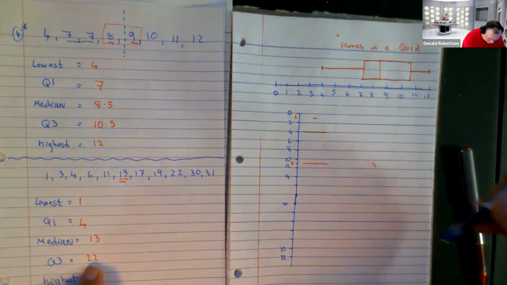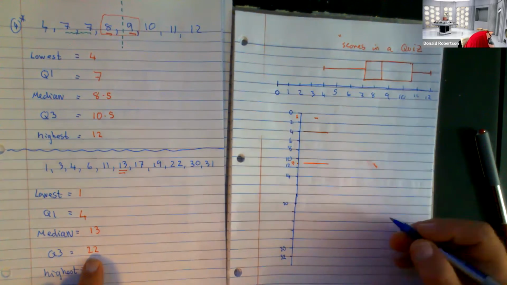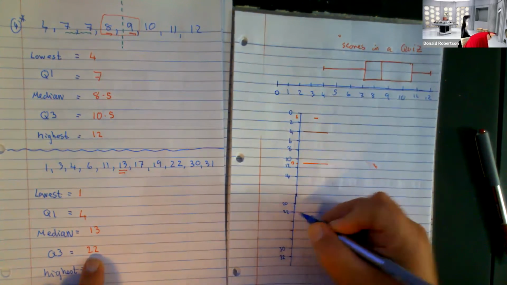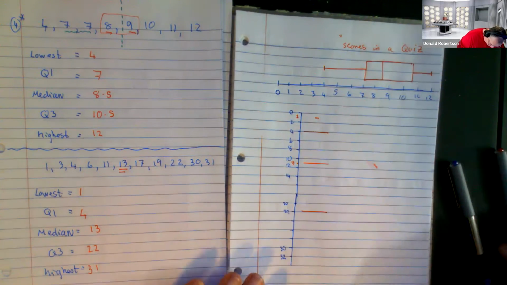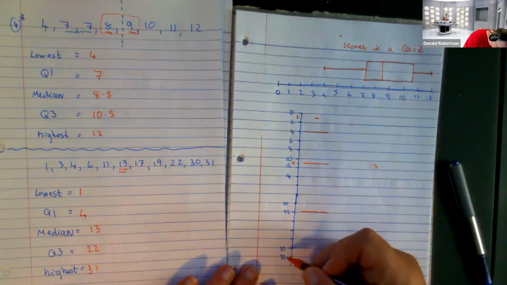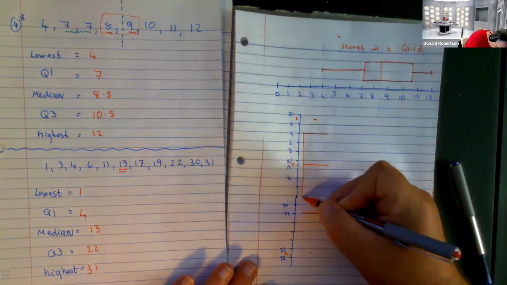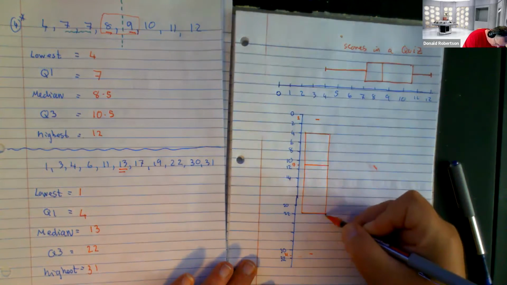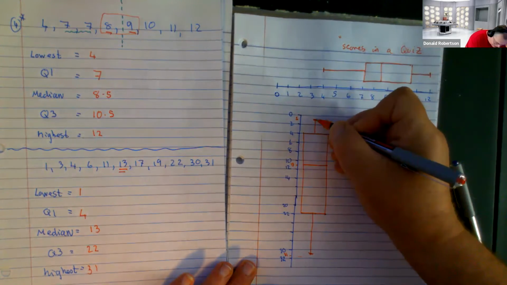There's another reason why I like horizontal. It's easy to draw. Q3 is 22. So that one I can do relatively easy. And then finish with 31. It's about here. And then you go like that. And you go like that. And then you go like this. And you go like this.